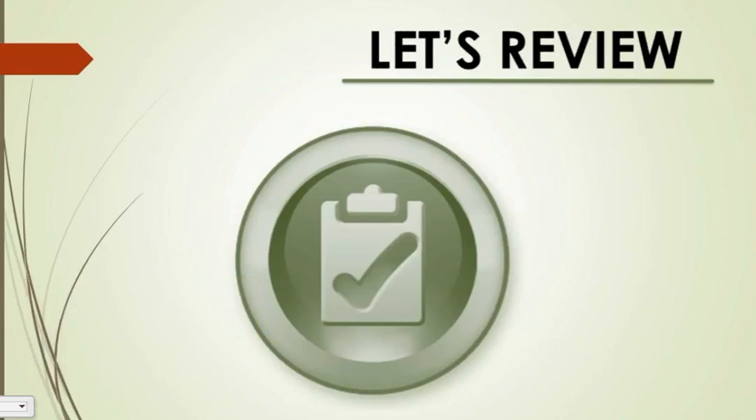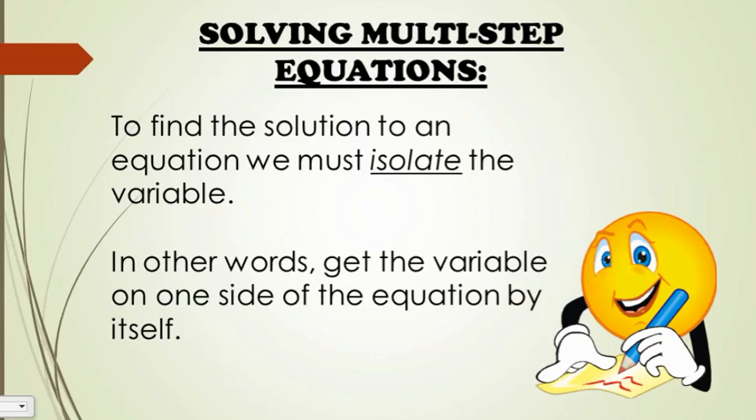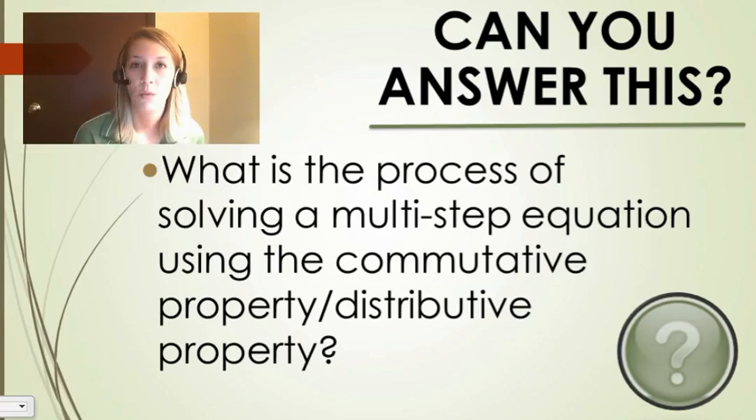That was a nice quick lesson on showing you how to solve multi-step equations using the commutative and the distributive property. But first, let's go ahead and review what we learned at the beginning. A nice little reminder that in order to solve for these multi-step equations, you need to isolate the variable. So it's really important that you are using inverse operations and only having the variable on one side of the equation. And with all those steps given to you, ask yourself, can you answer this question? What is the process of solving a multi-step equation using the commutative property or the distributive property?